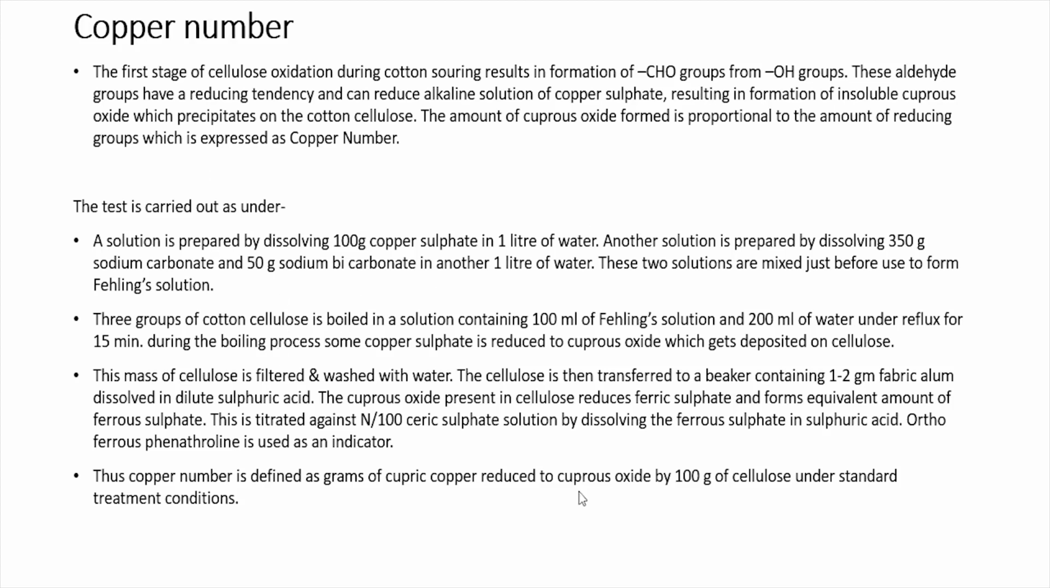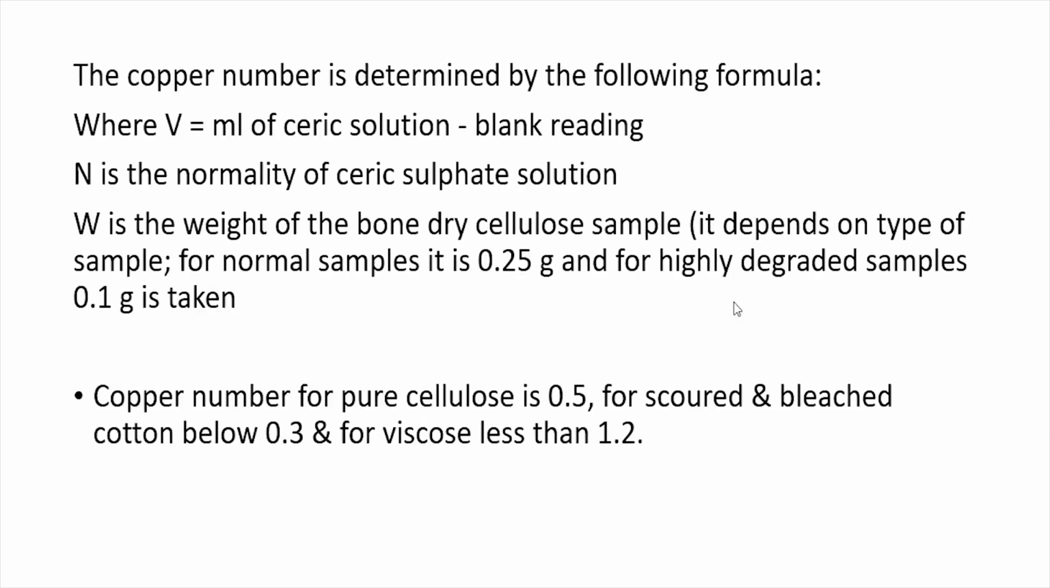So please follow these procedures. And this is the formula to calculate the copper number. The copper number for pure cellulose is around 0.5, for scoured and bleached below 0.3, and for viscose it is less than 1.2.